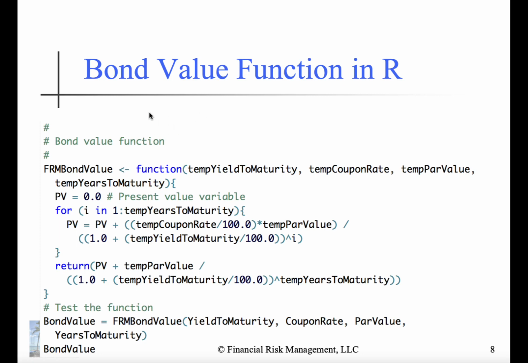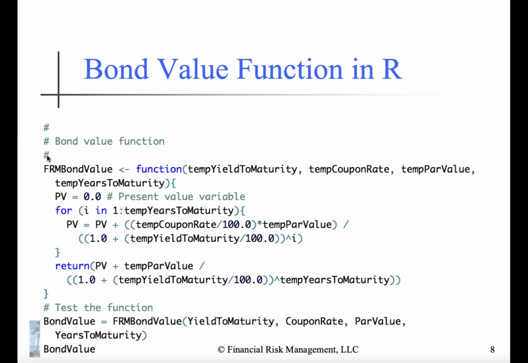One approach is you just build a bond value function. This is an illustration of this, and so you have some bond value, and the inputs are yield to maturity, coupon rate, par value, and years to maturity. And so I can compute basically the present value of these future cash flows in this function. I can then test the function to make sure it's working appropriately.